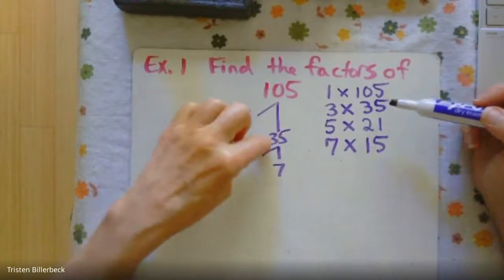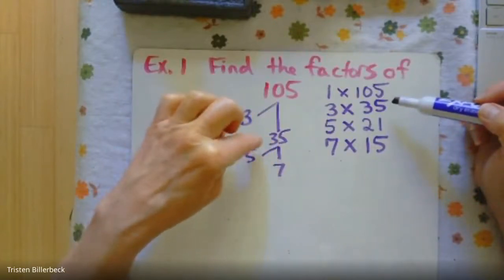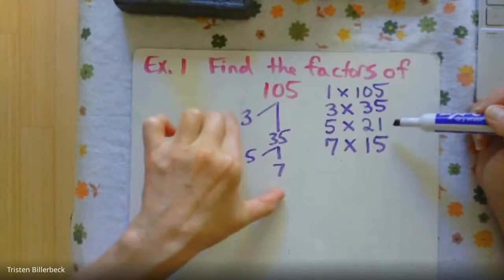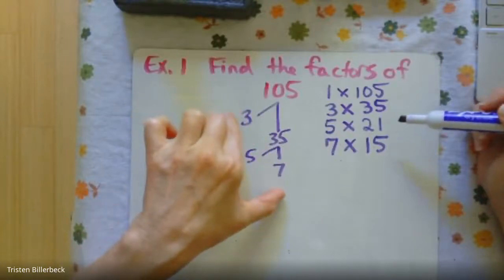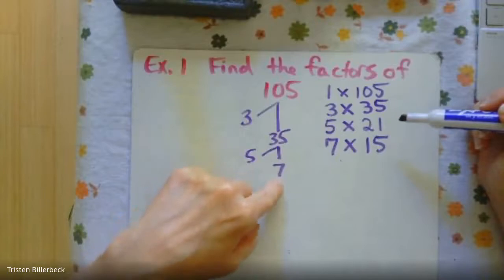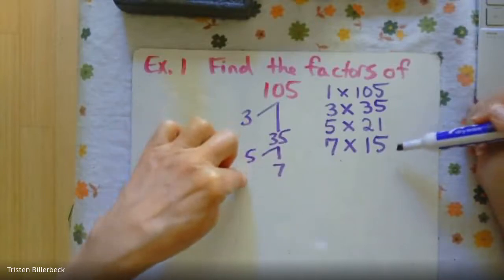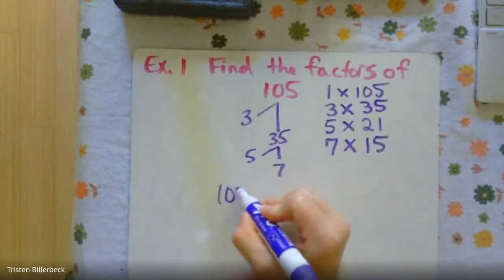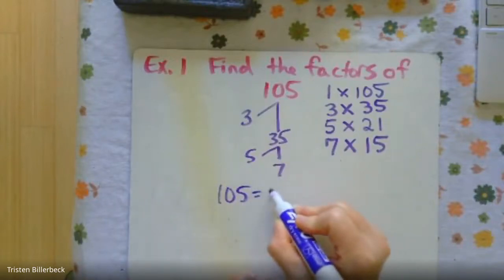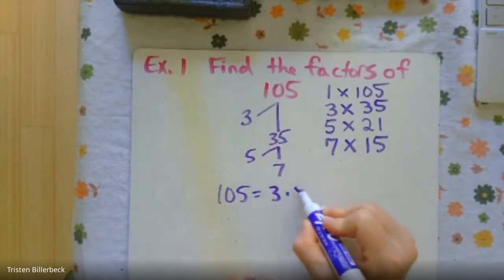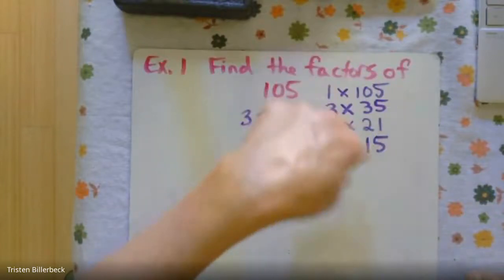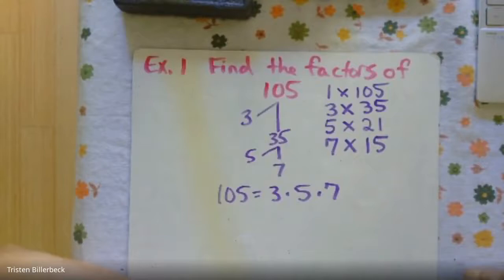So we have 3 times 35, 5 times 3 times 7, and then we have 7 times 3 times 5. So we've got all the combinations because 105 equals 3 times 5 times 7. Okay, so that's how you figure out if you've got all your multiples.